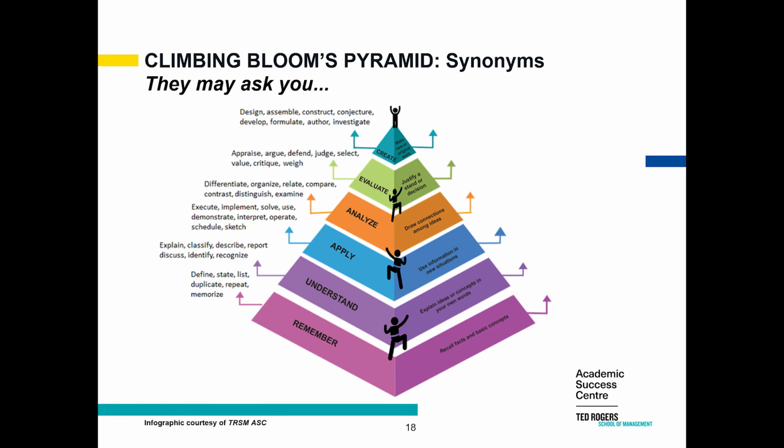The base level of the pyramid is about remembering. To remember is to recall facts and basic concepts. Here are some synonyms for the word remember: to define, state, duplicate, list, memorize, or repeat. The next level is about understanding what you're learning. To demonstrate understanding, you would need to explain ideas in your own words. Some synonyms for understand include to explain, classify, describe, discuss, identify, recognize, or report.